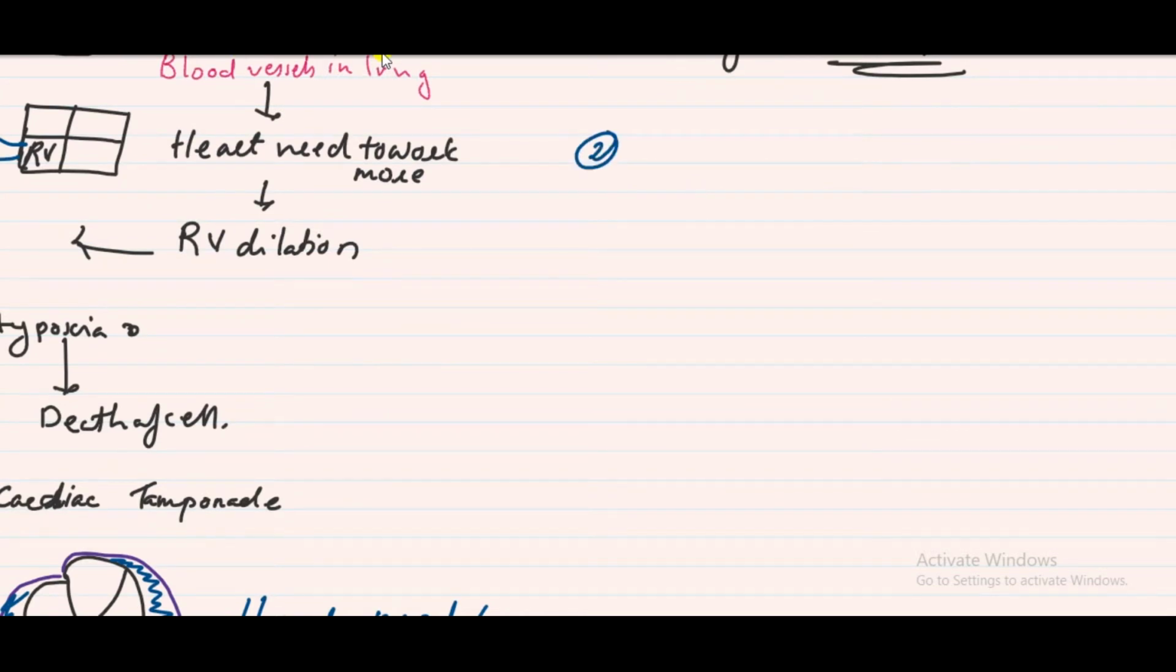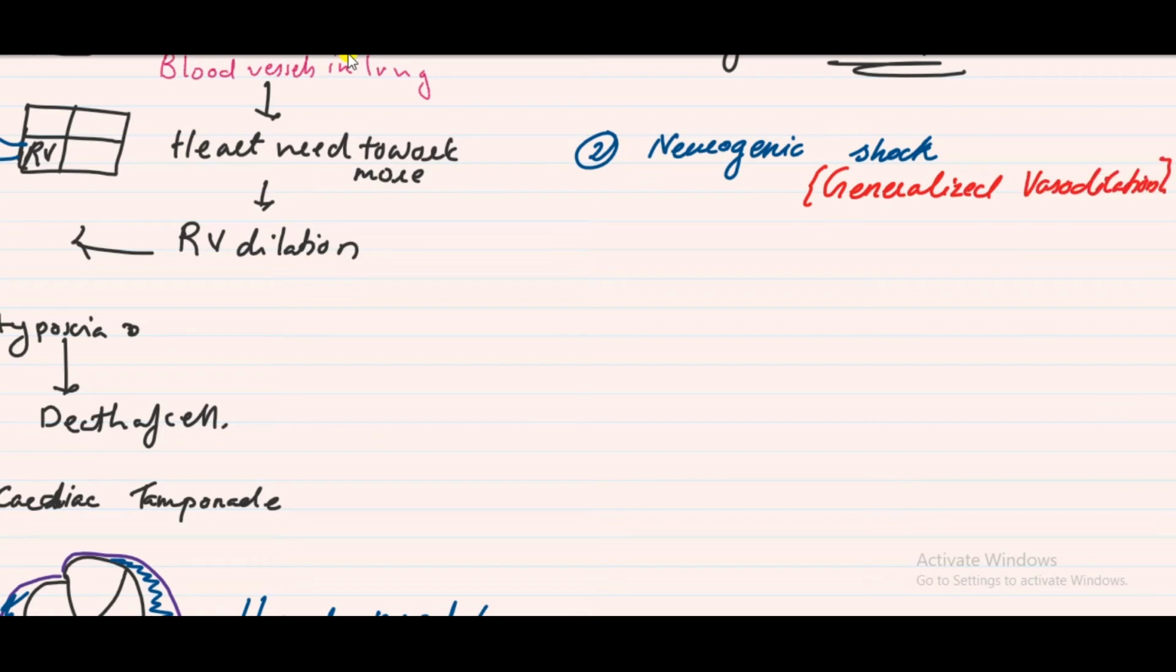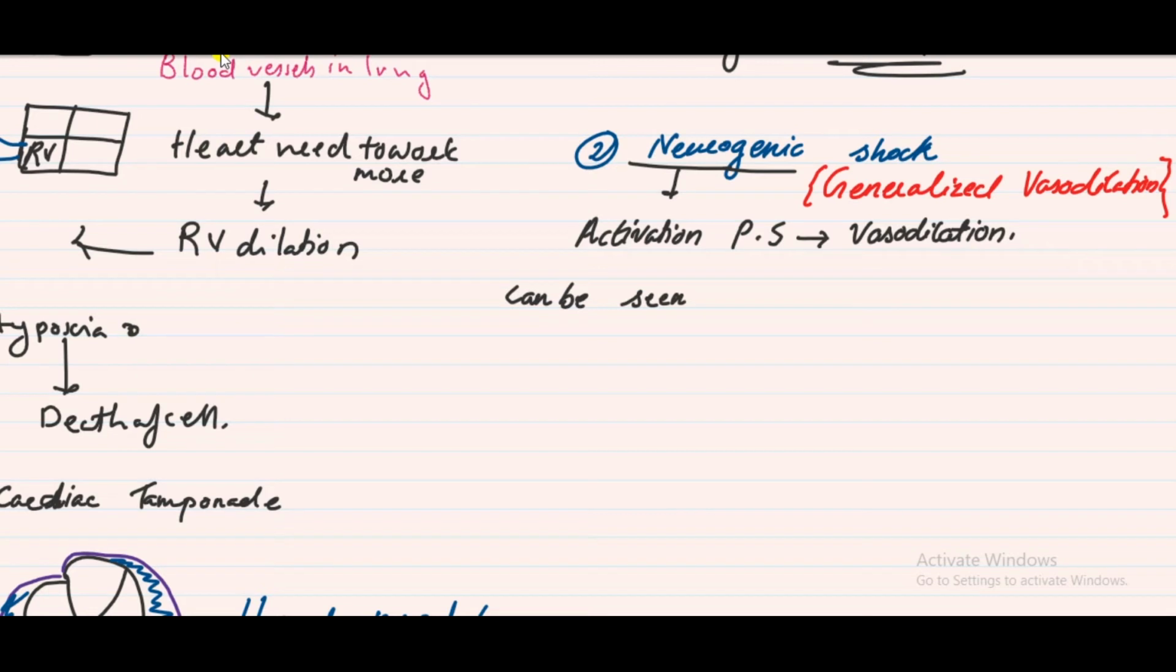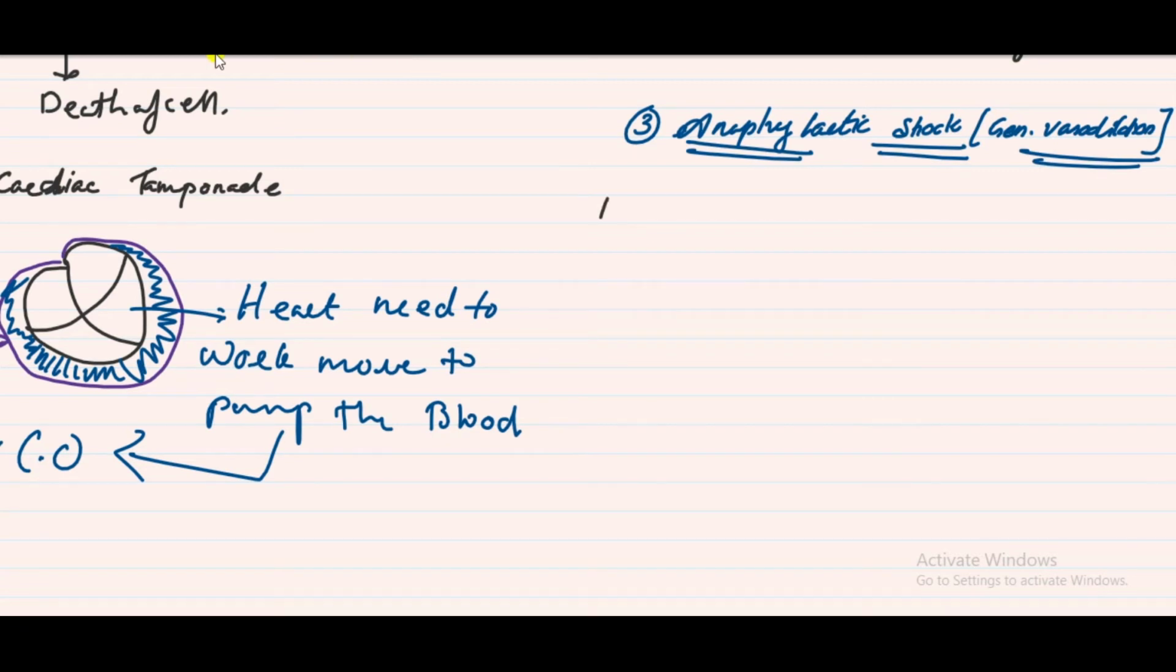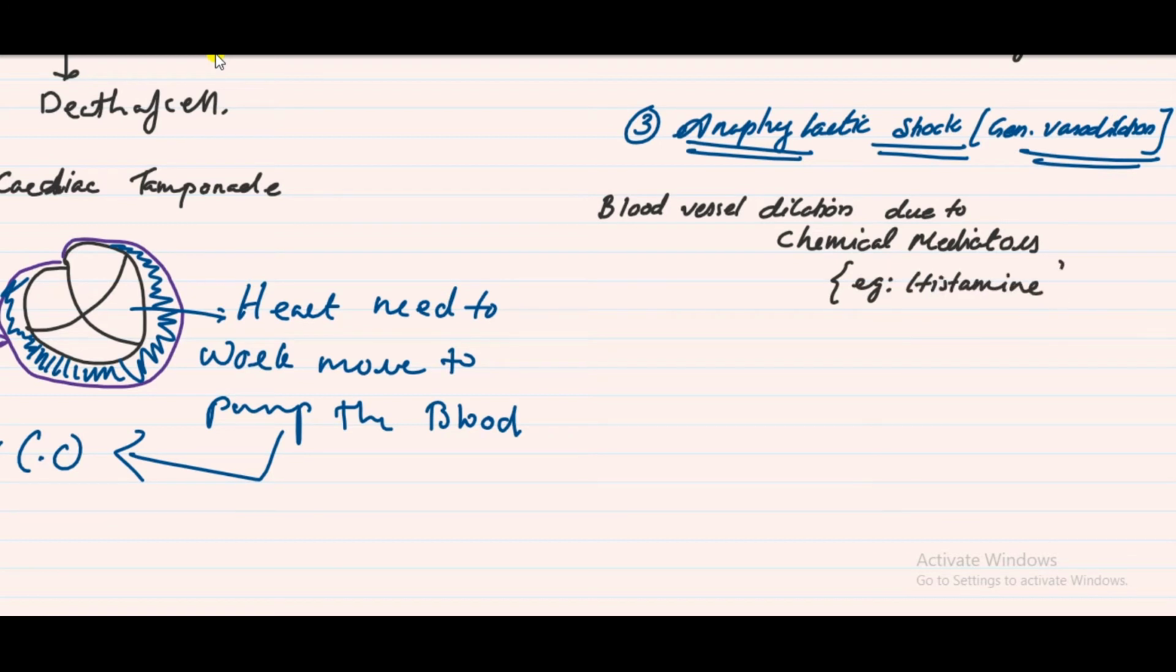The second one is neurogenic shock, which means the shock originated from the nervous system, and it is a generalized vasodilation. It is activated by parasympathetic or inhibition of the sympathetic system, and leads to massive vasodilation. It can be seen in anesthesia and spinal cord injuries. The third one is anaphylactic shock. It is a general vasodilation and blood vessel dilation due to chemical mediators like, for example, histamine. It is associated with hypersensitivity reaction type 1.